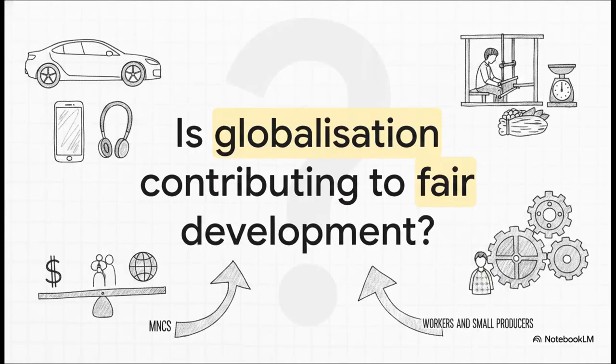So, as we wrap up this explainer on the chapter, I really want to leave you with a pretty massive question to chew on. We started all of this by marveling at the endless choices we have as consumers today, the cars, the phones, the cheap electronics. But at what cost? We have to constantly weigh the balance between this endless consumer choice driven by MNCs and the ongoing struggle for a truly fair, equitable global economy that actually protects workers and small producers alike.